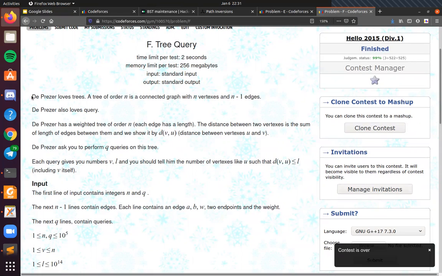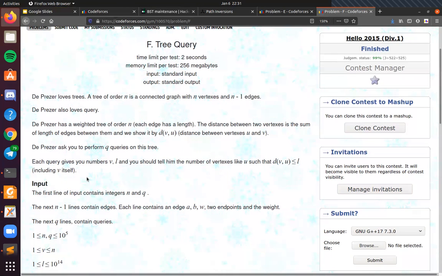So let's read it. Deep pressure loves trees. A tree of order n is a connected graph with n vertices and n minus one edges. Deep pressure also loves queries. Deep pressure has a weighted tree of order n. Each edge has a length. The distance between two vertices is the sum of lengths of edges between them, and we show it by d of v comma u. Deep pressure asks you to perform q queries. Each query gives you numbers v and l, and you should tell him the number of vertices u such that d of v comma u is less than or equal to l.